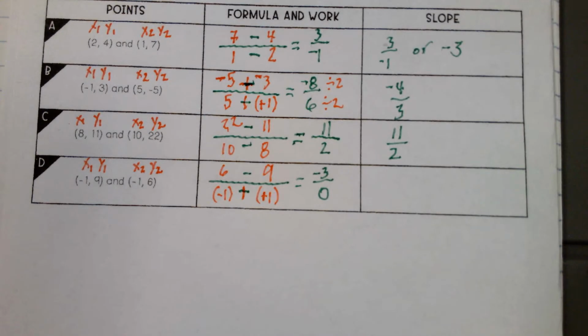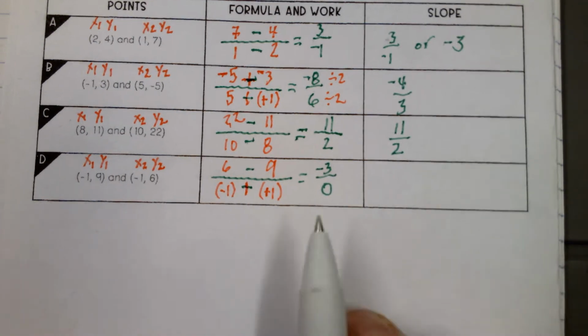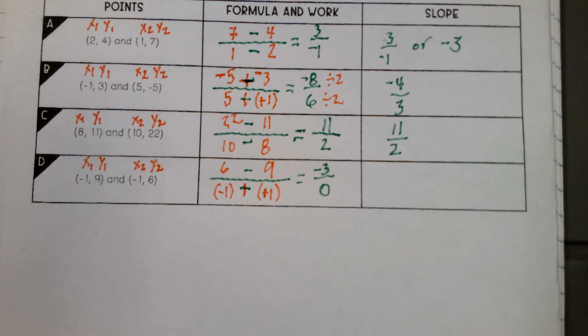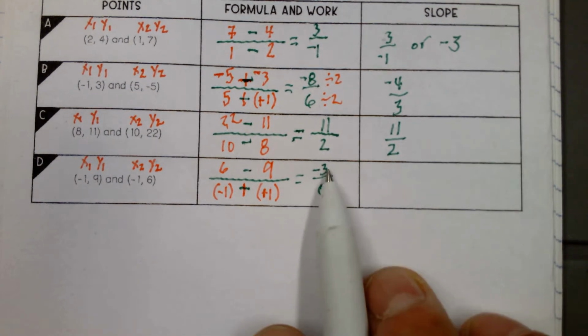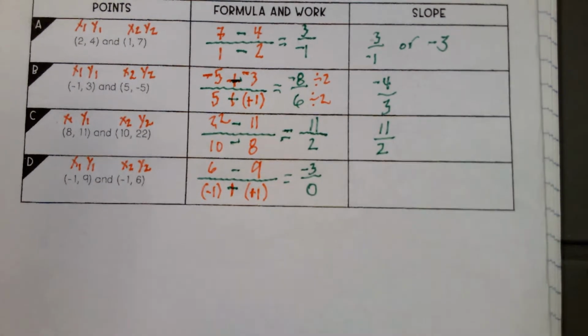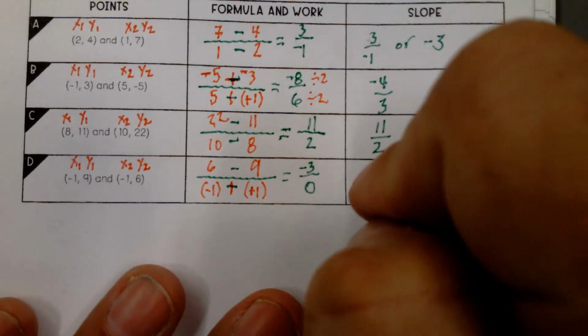It's undefined. So this would actually literally give us a vertical line. Remember we said that when the slope is undefined, the line goes straight up and down? That's what we have here. It's going through negative 1 on the x-axis. So the problem with dividing by 0 is 0 can go into anything, any number of times you want. 0 can go into negative 3 an infinite number of times. So that's why it's undefined. So this is a special case. It's undefined.